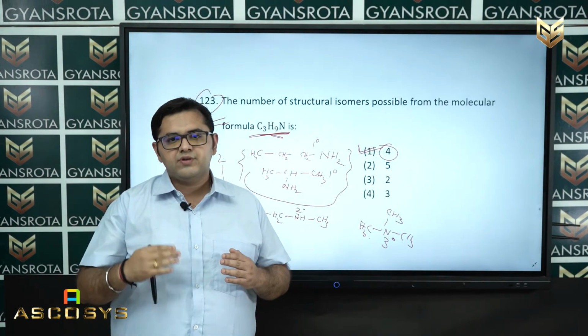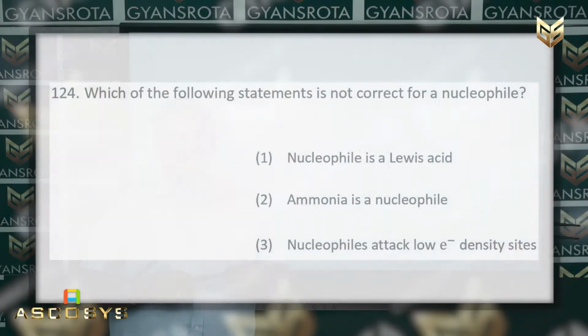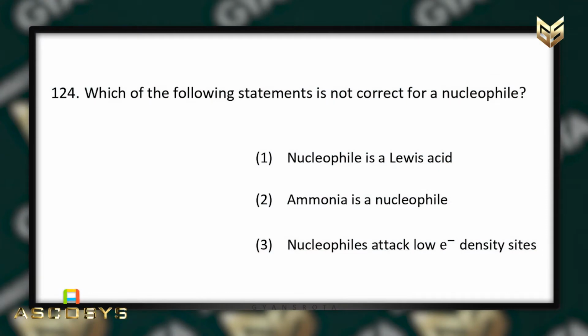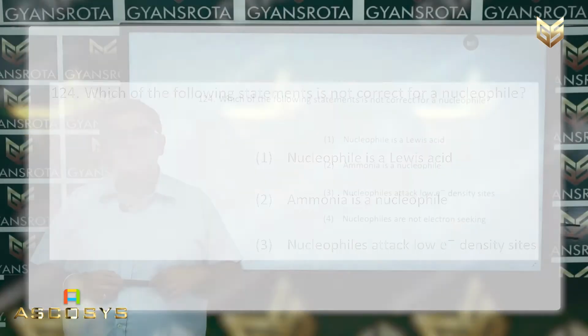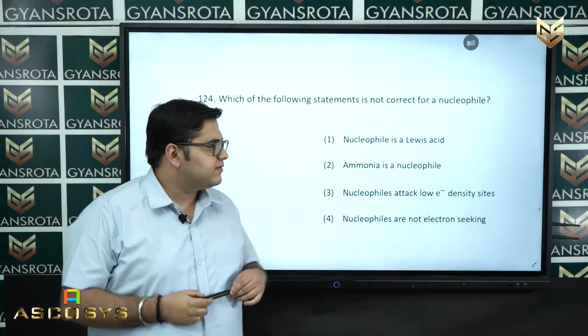Now we are moving to the next question, question number 124. Question number 124 is on your screen. Which of the following statements is not correct for a nucleophile? Now we are moving to the solution part.